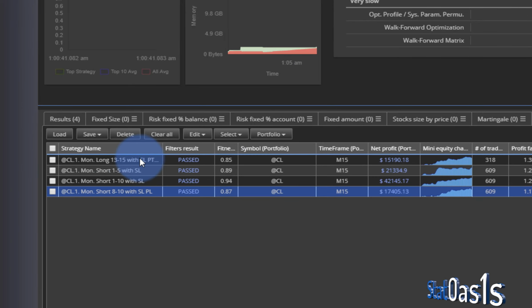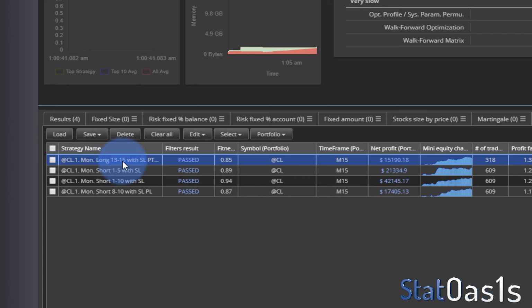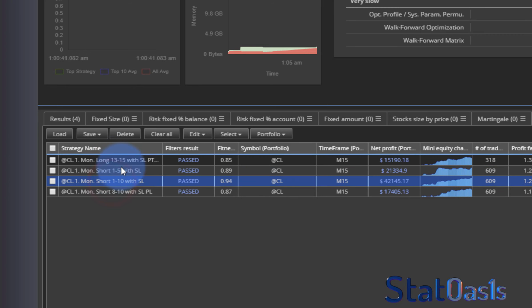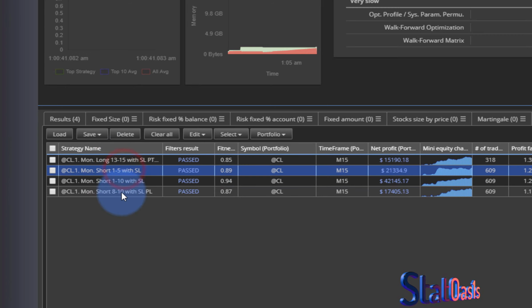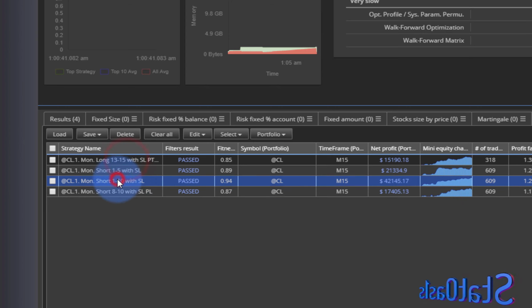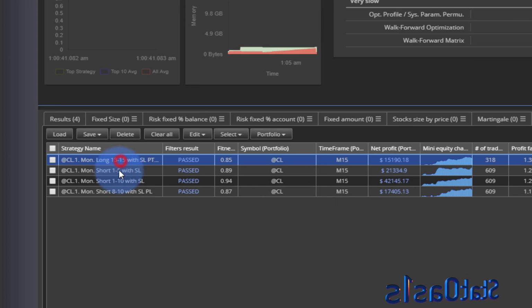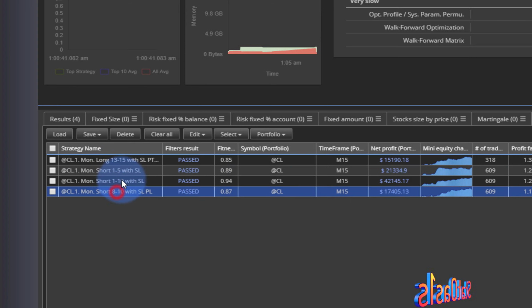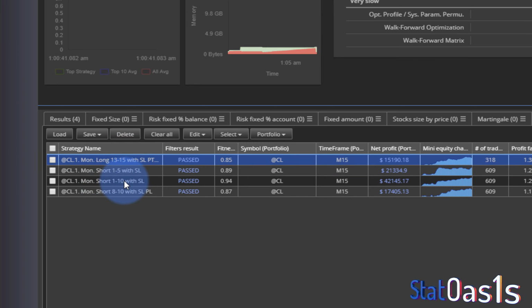overlapping. We know we have this long alone between 13 and 15, and then we have 1 to 10 that encompass 1 to 5 and 8 to 10. So what we want to do is combine first these two, long and the short, and then these two, and then these three. Because 1 to 10 encompasses all of these. If we take 1 to 10 out, we can use 1 to 5 and 8 to 10. We just want to see which one to combine is better.